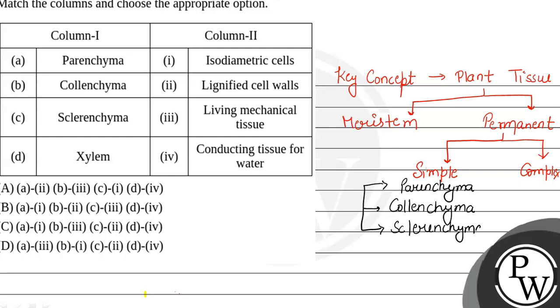Now we have to solve the question smartly. We will see the options very smartly और हम बेस्ट ऑप्शंस को सिलेक्ट करेंगे. Now complex permanent tissue को further divide किया गया है into two parts. We will see in the next slide because we do not want any messiness here.